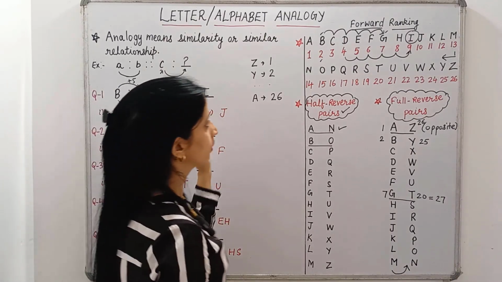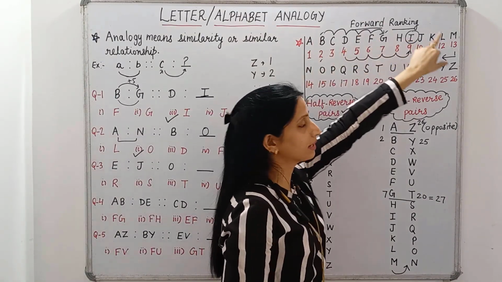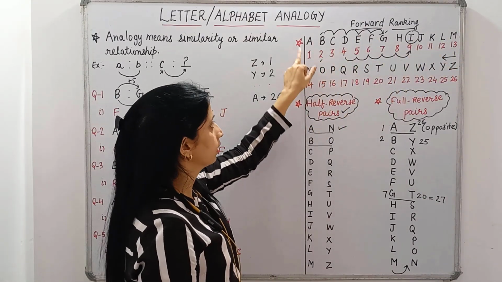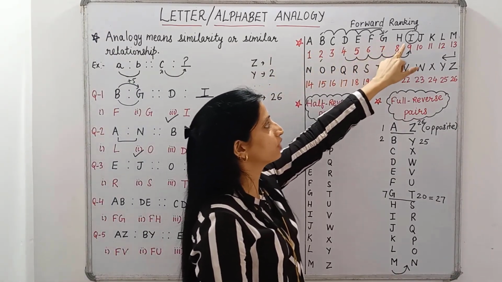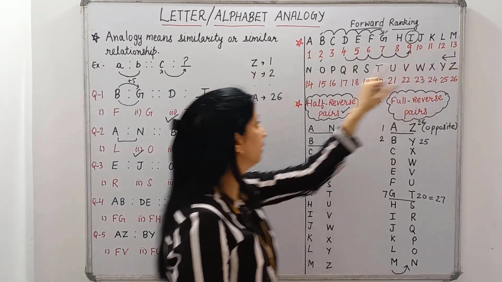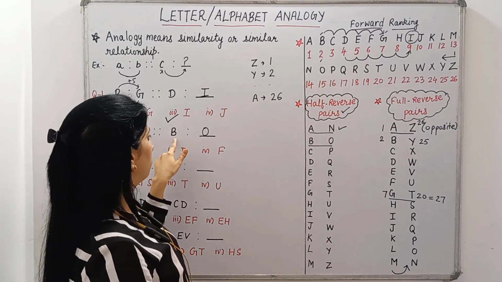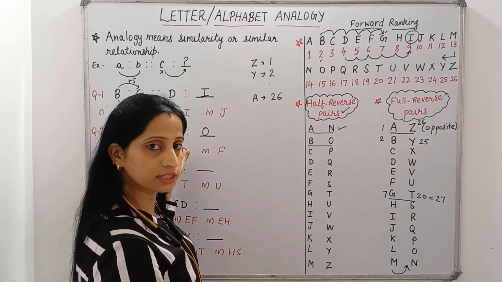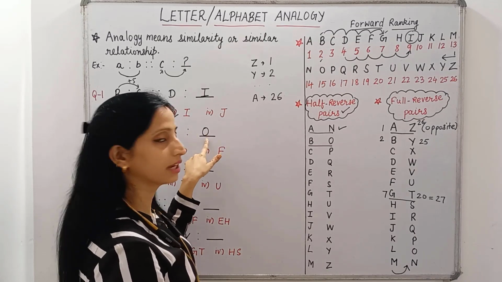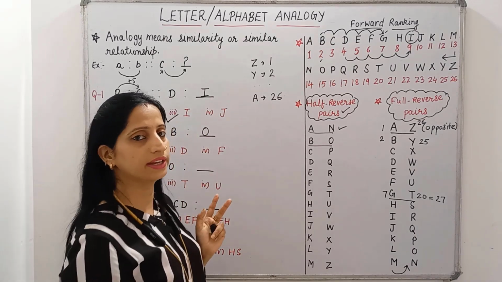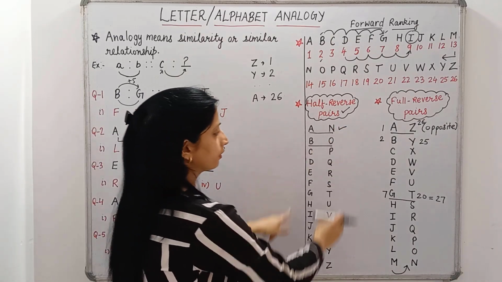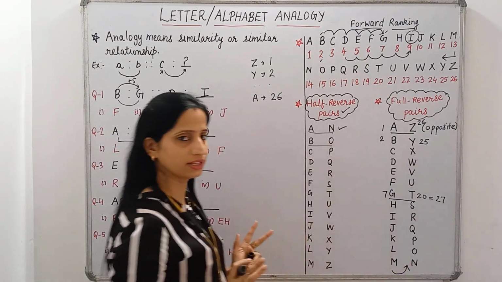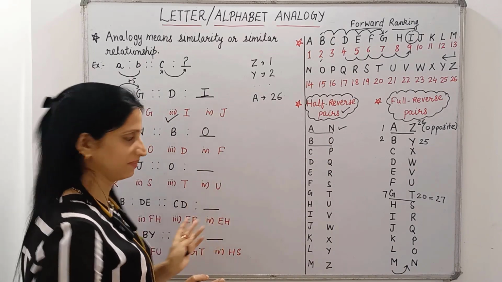We can find out this by jumping 13 letters forward also. Like from A to B, C, D, E, F, G, H, I, J, K, L, M and N. So similarly from B, if we jump 13 letters in forward direction, then we will get O. But this process will be very time consuming. So that's why you have to write these half reverse and full reverse pairs first. Then you can easily get your answer.